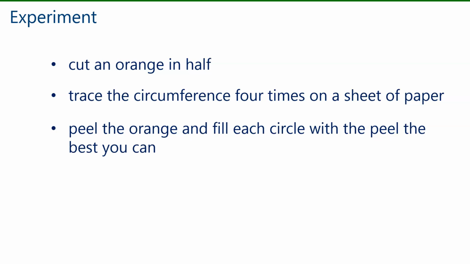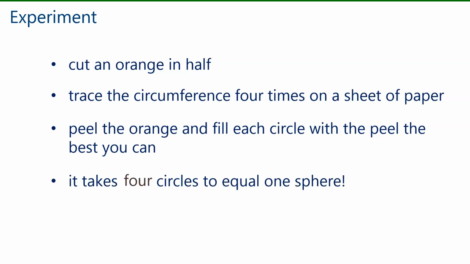There might be some overlap or there might be some holes, but what you're going to notice is that it's going to take 4 circles to equal 1 sphere. So that's where we get the formula from, 4 pi r squared. 4 circles equals 1 sphere.